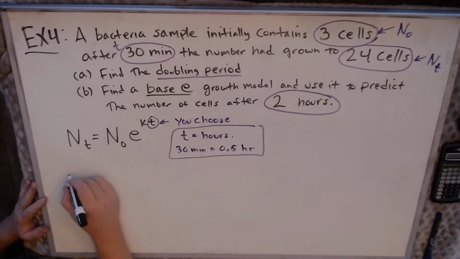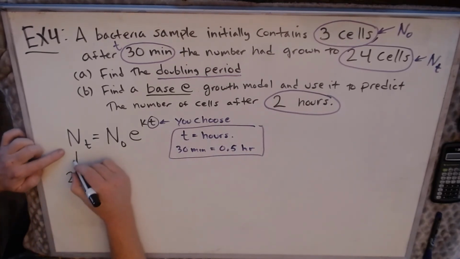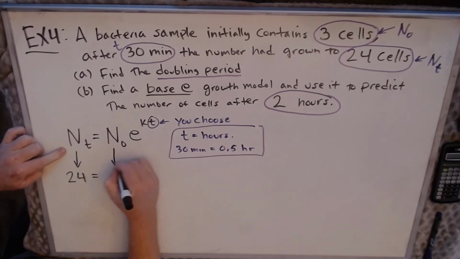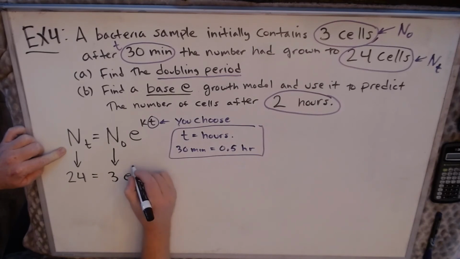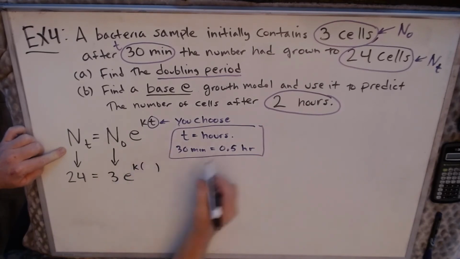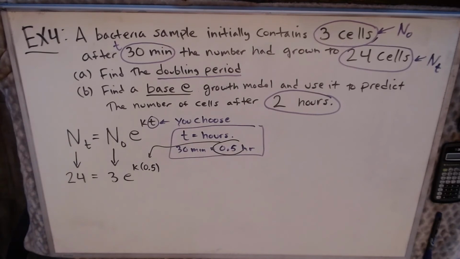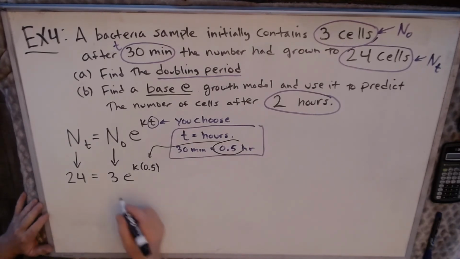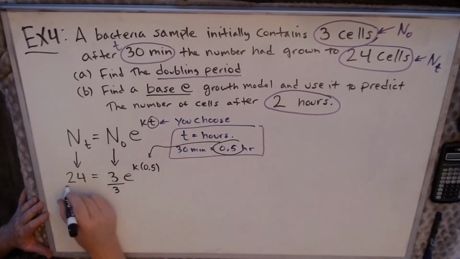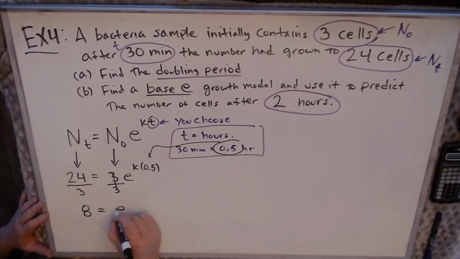Let's go ahead and plug everybody in. We've got 24 cells. That's our n of t. Our initial sample, n sub 0, is 3, times e to the k. And since I chose to represent time in hours, 30 minutes is half an hour, 0.5. We're going to solve this for k. That's going to tell us what our continuous growth constant is.